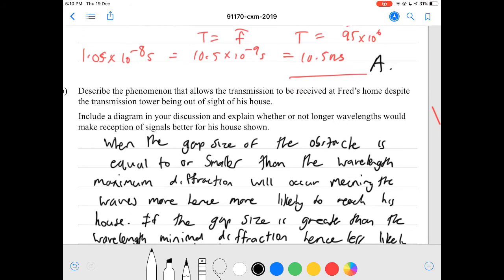And I forgot about the first part. So, describe the phenomenon that allows transmission to be received. The phenomenon is called diffraction, and this is the bending of waves when it hits an obstacle.